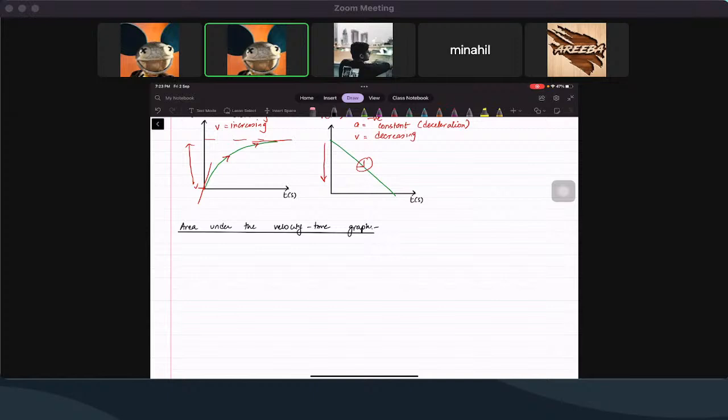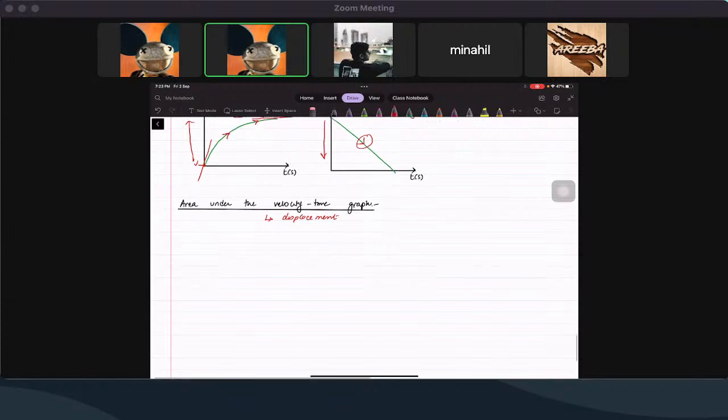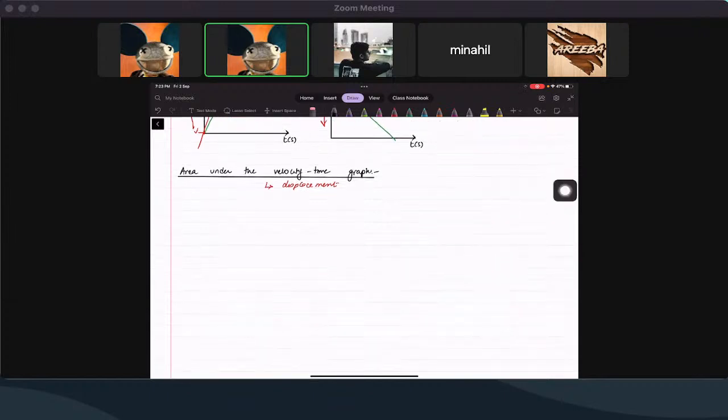So the area under a velocity-time graph basically is represented by the displacement. It could be distance as well if we ignore the signs. So first of all, we're going to draw a graph, and then we're going to see what is exactly happening. I need to draw it on fixed scales. Suppose the graph looks like this.